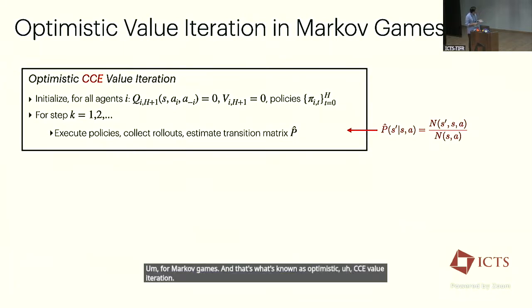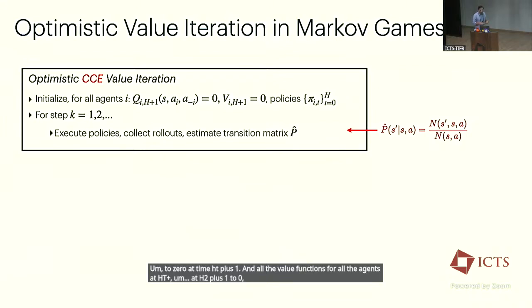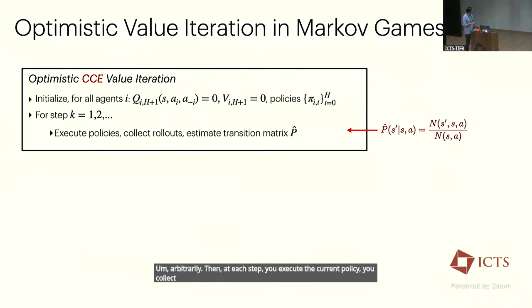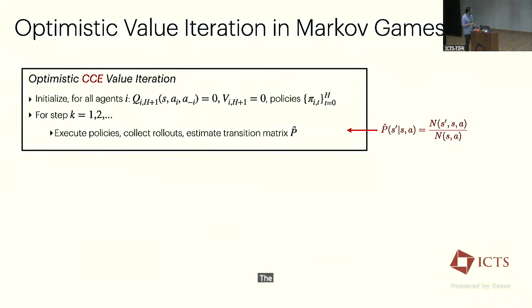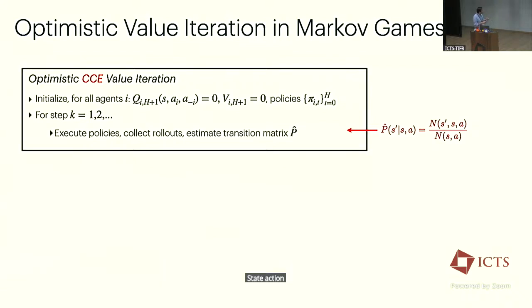The algorithm is quite simple. You initialize all the Q functions for all the agents to 0 at time H+1, and all the value functions for all the agents at H+1 to 0. You initialize all the policies arbitrarily. Then at each step, you execute the current policy, you collect rollouts, and you estimate the transition probabilities p hat based on the number of times you visited each state. You've basically seen every state, action, and transition pair in your set of rollouts, given the current policy.